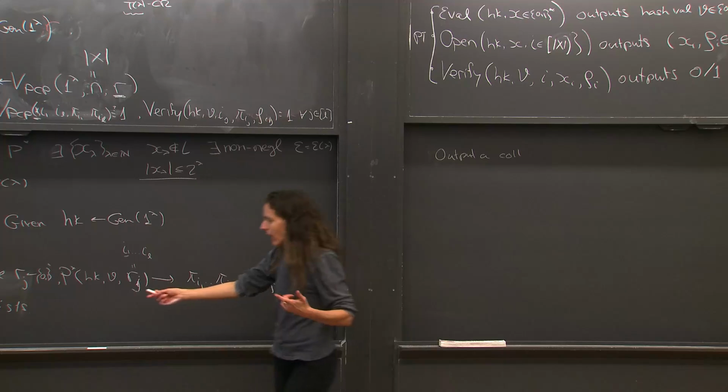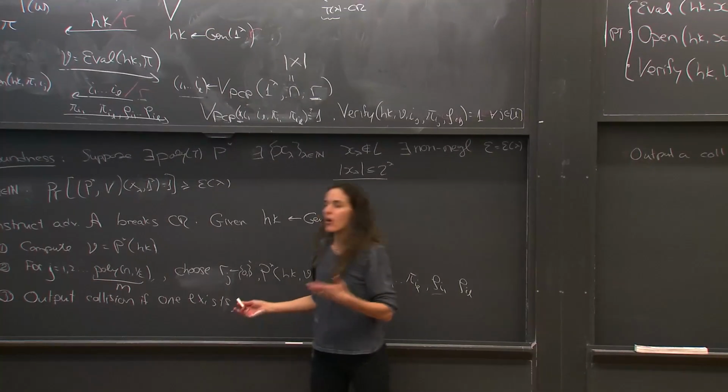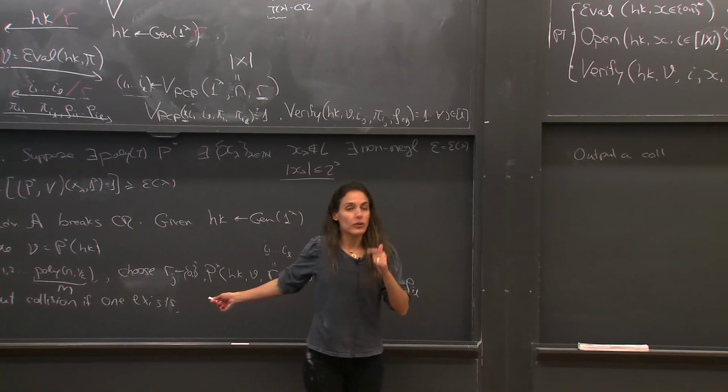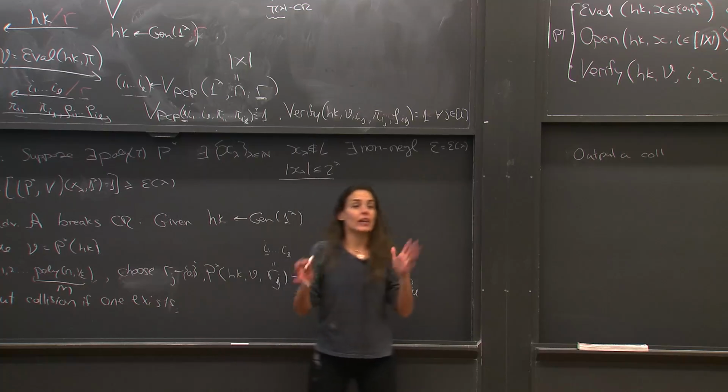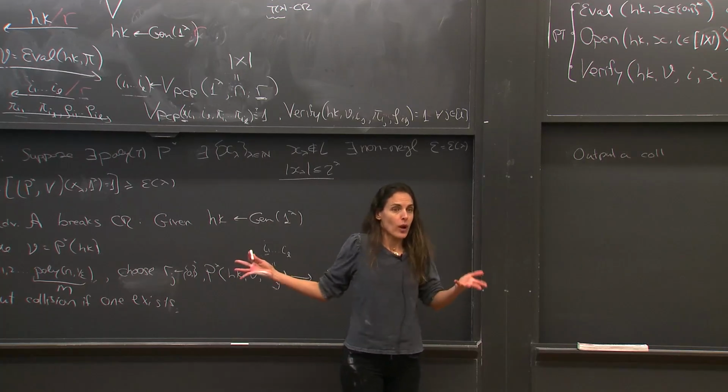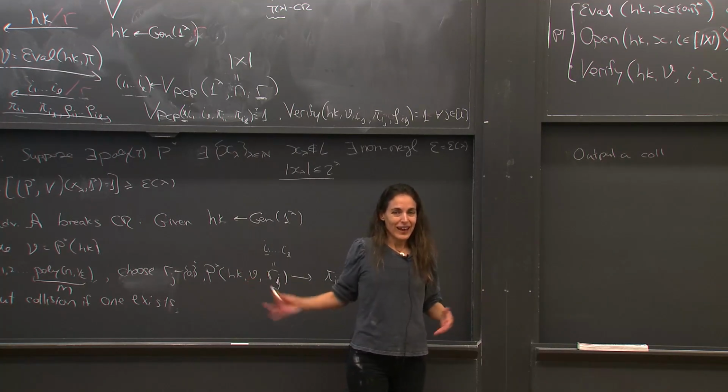So the question is, suppose that a collision happens with negligible probability. If it's not negligible, I won. I'm done. Okay, I want to argue that.